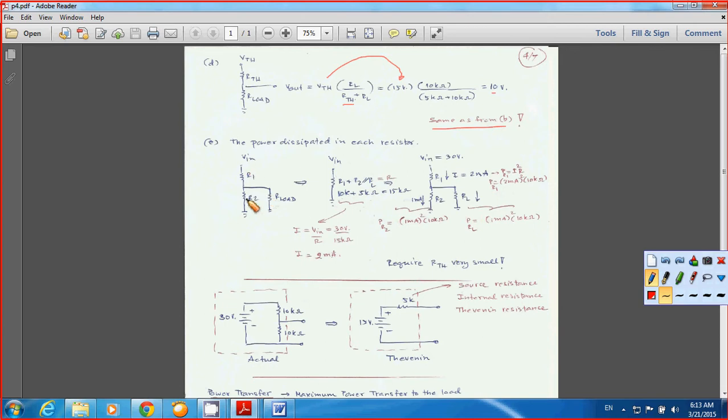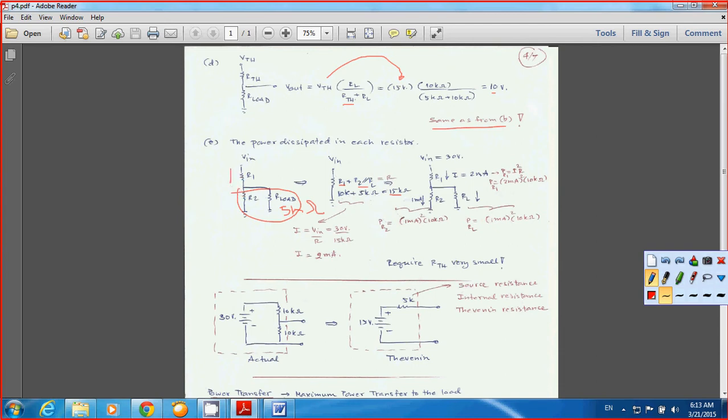Take a look at this one here. R2 and RL are in parallel, and they are equal. It's 10k ohms in parallel with 10k ohms, so it gives you 5k ohms. And R1 is 10k ohms. So you add that up, R1 plus R2 in parallel with RL, it gives you 15k ohms.